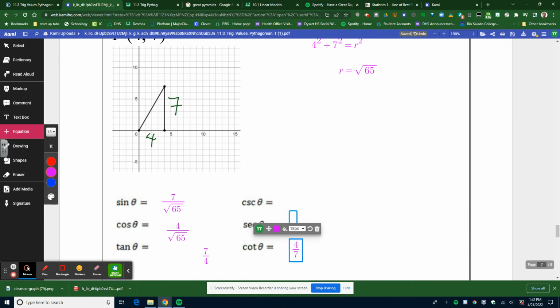This is going to be square root of 65. Just make sure you're outside the square root before you divide by 4. And square root of 65 divided by 7. Okay? Give you a minute to get caught up. And then the next page, we're kind of working backwards. You're going to be given the trig ratios, and we have to find the values on the triangle.